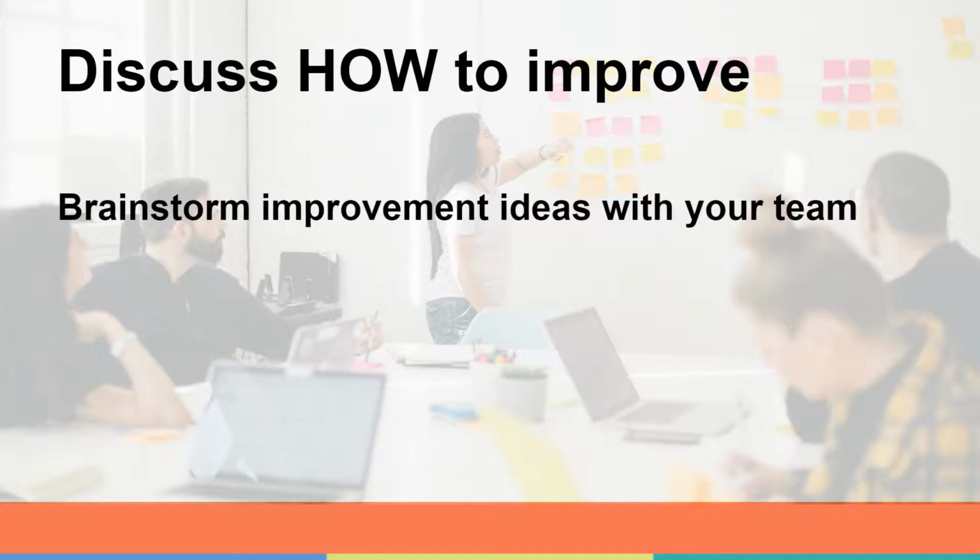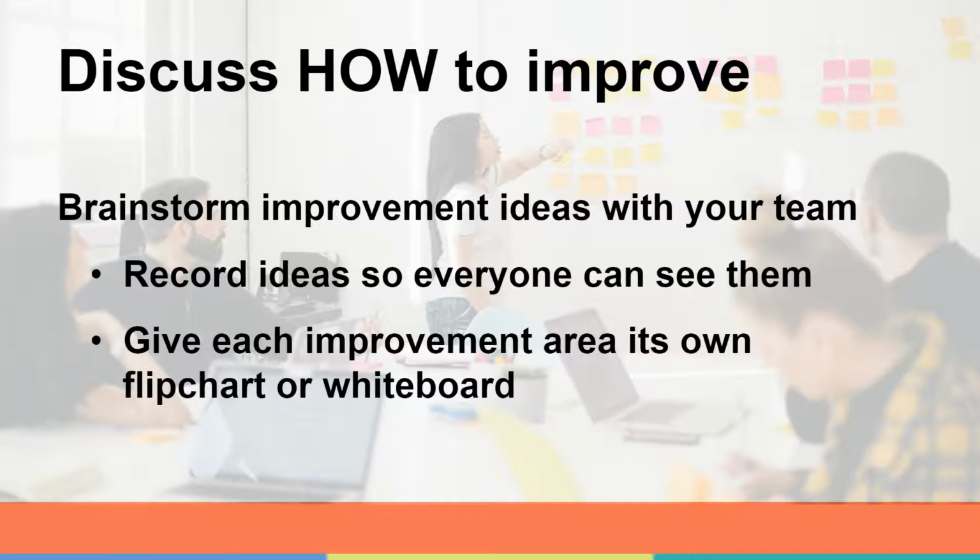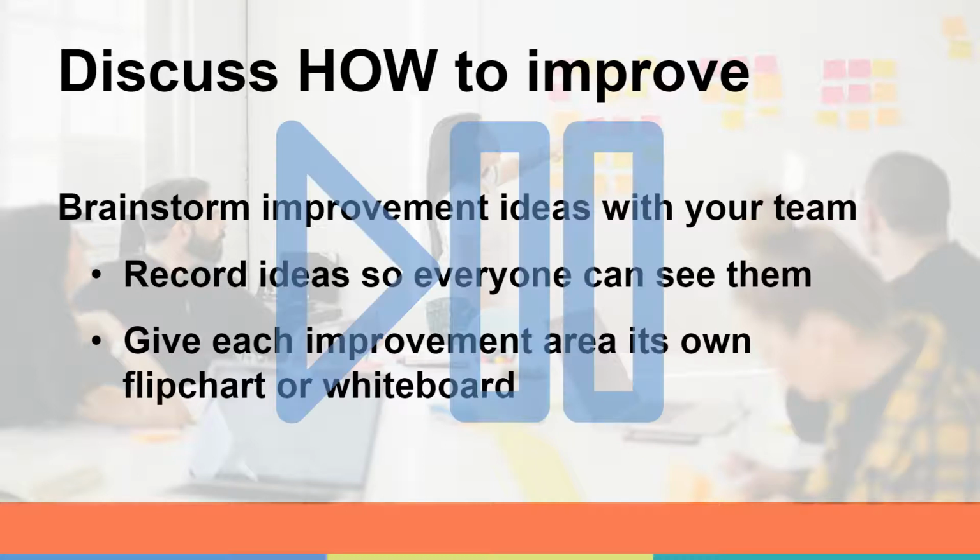Now that you've heard some examples from our imaginary team, pause this recording and brainstorm improvement ideas with your own team. Be sure to record all ideas so everyone can see them. It might be helpful to give each improvement area their own flip chart paper or whiteboard area to help keep ideas and plans organized. Pause the video and discuss until you have a range of ideas in each of your top improvement areas.